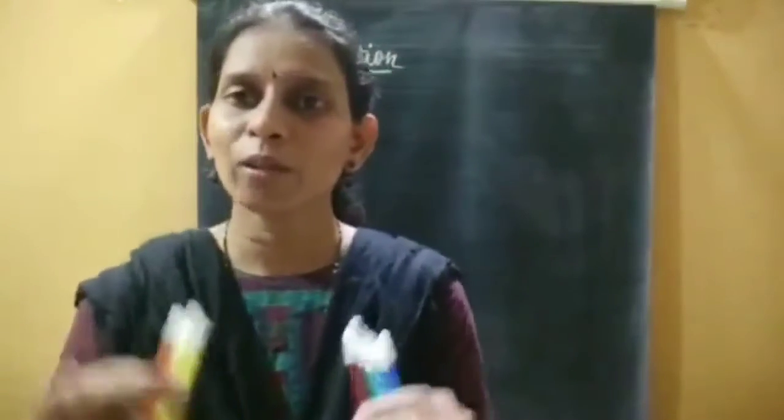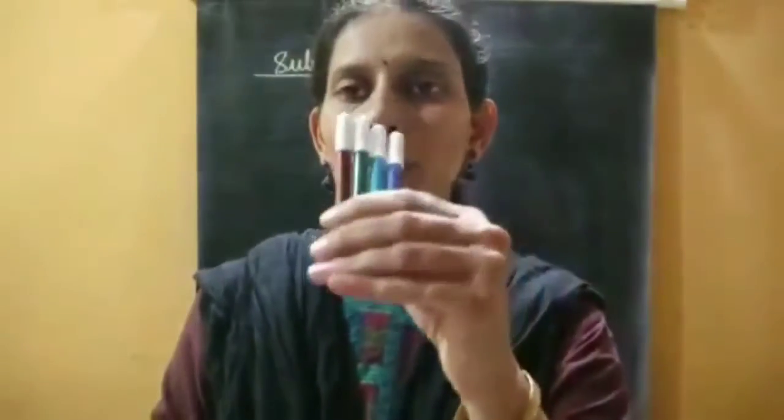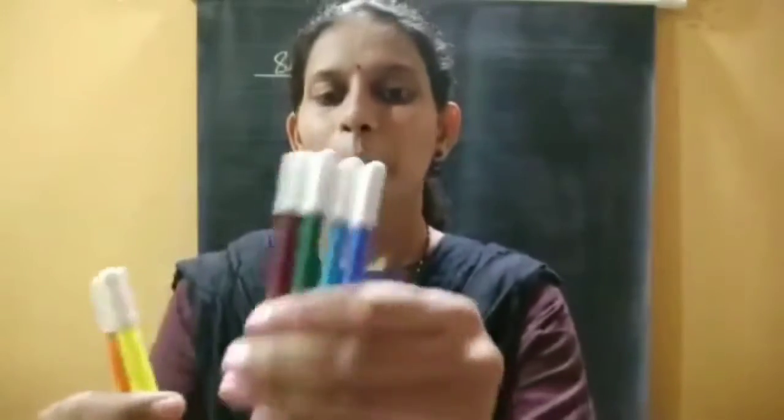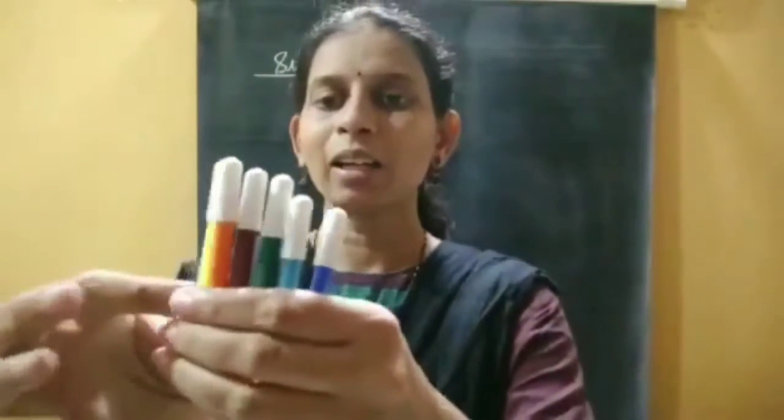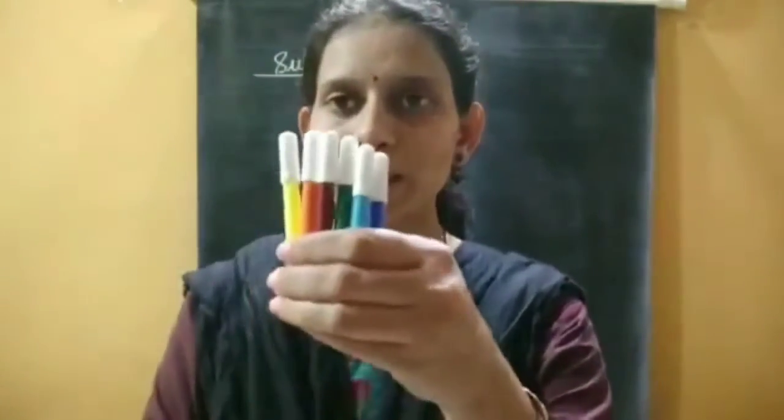So students, when we add something, at that time the number increases. Okay? It means 4 sketch pens now become 6 sketch pens. Correct? So when we add a number to another number, the number increases. Okay? In the same way, see here there are a total of 6 sketch pens, correct? 1, 2, 3, 4, 5, 6.